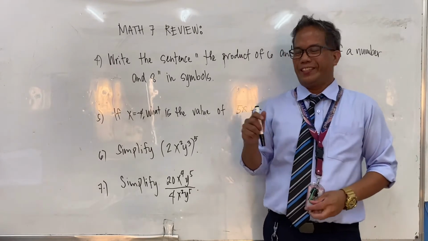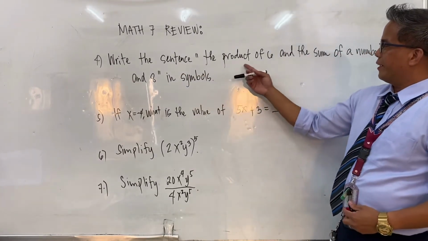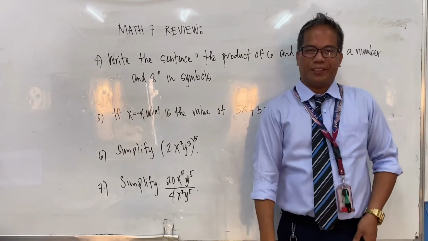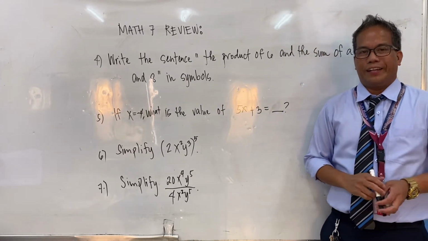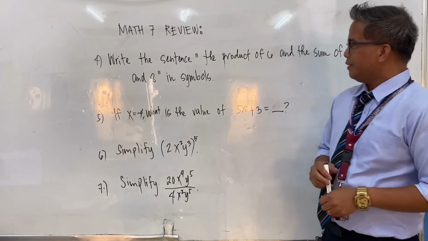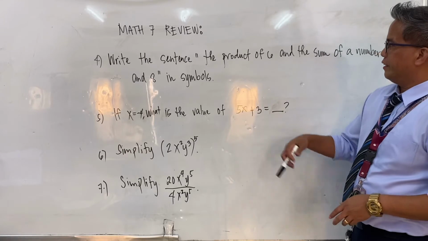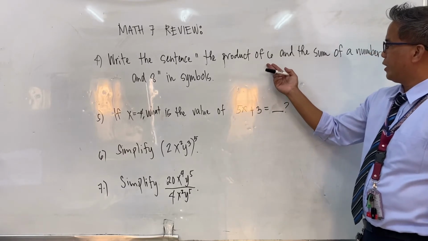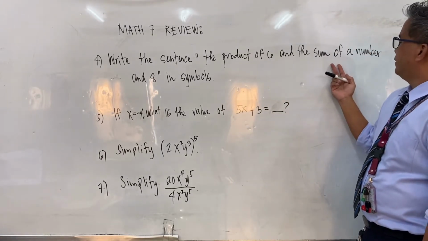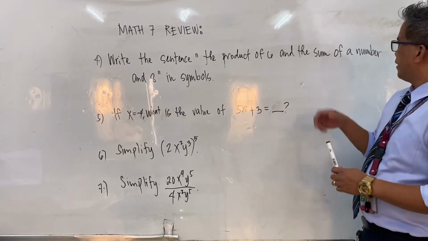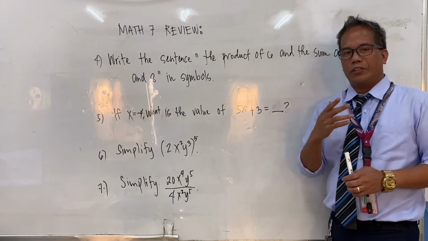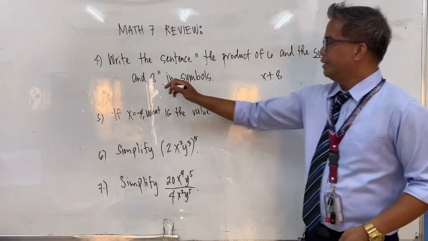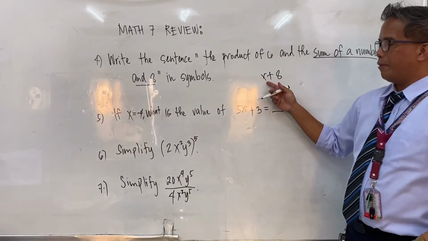Question number 4. Write the sentence, the product of 6 and the sum of a number and 8 in symbols. Now this is changing phrases into algebraic expression. So let us analyze the given statement. The product, meaning you are going to use multiplication. The product of what? Of 6 and the sum of a number and 8. So let's start here, the sum of a number and 8. If we use x as our number, so x plus 8.